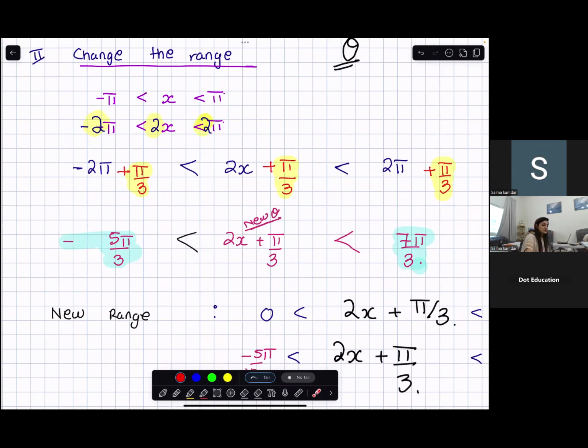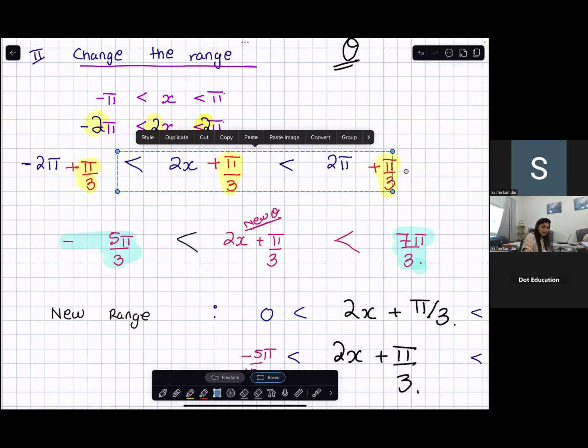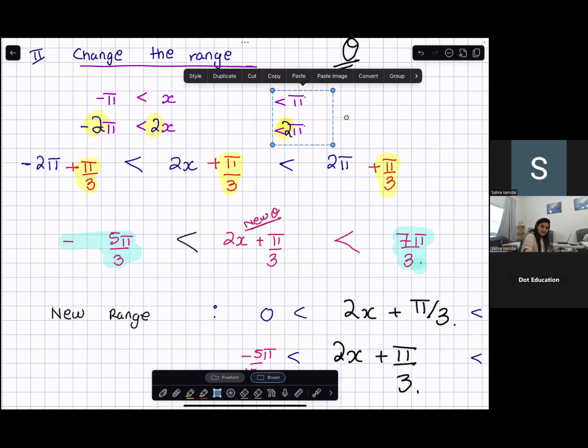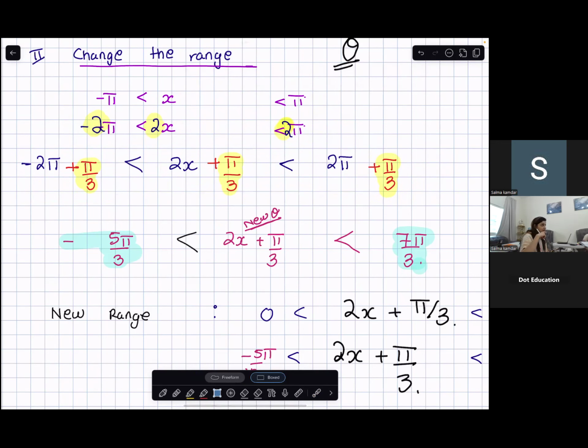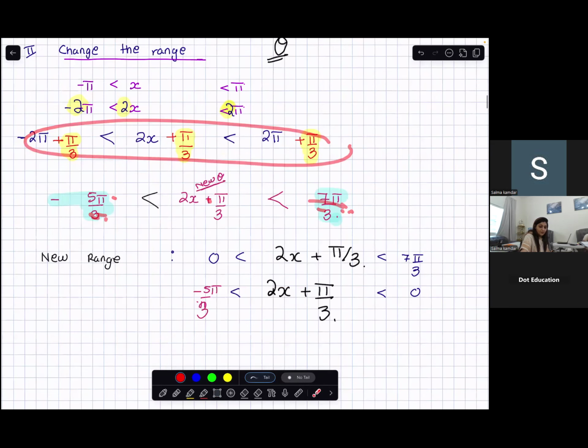Since I want the new range for 2x plus pi by 3, I will try to transform this x into 2x plus pi by 3. How do I do this? I multiply by 2, so 2 will be applied to both the places. Now, if I am putting plus pi by 3 over here, I will add plus pi by 3 to both the places. Are you with me? So my new range becomes this. This is my new range, my new lower, new upper. I hope you're with me.